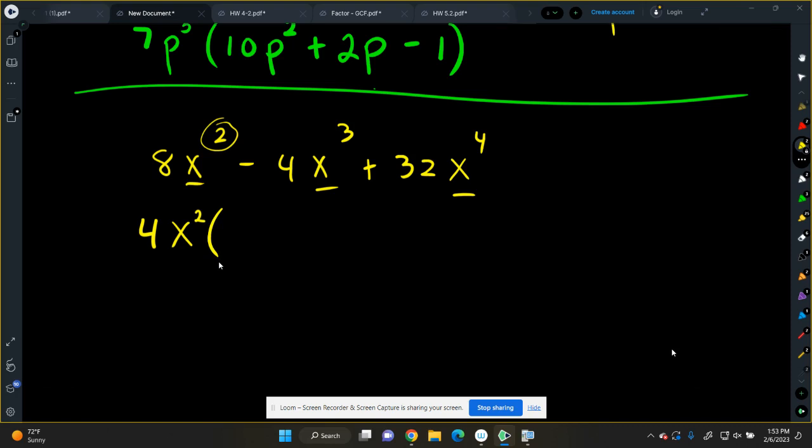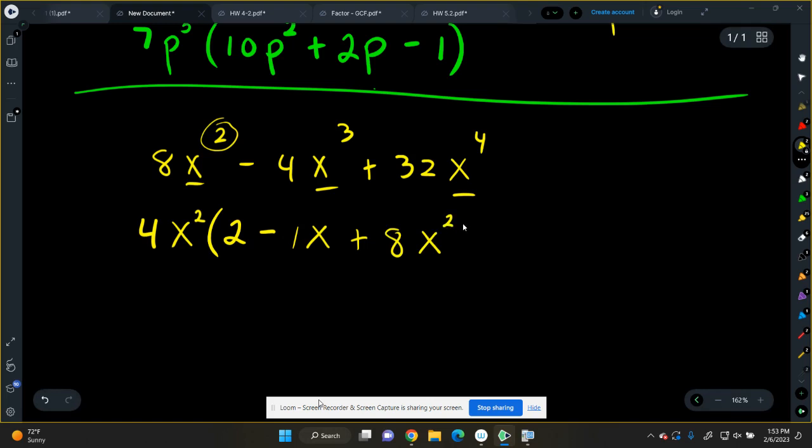All right, now if I take the 4 out of 8, what am I left with? 2. The x to the seconds, they're gone now. So there's no x's there. Minus, I take 4 out of 4, that leaves me with 1. If I take x to the second out, I'm left with x. Plus, take 4 out of 32, that leaves me with 8. Take x to the second out, and what am I left with? X to the second. Okay. We subtract the exponents.